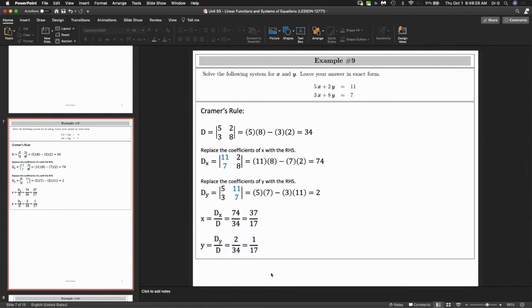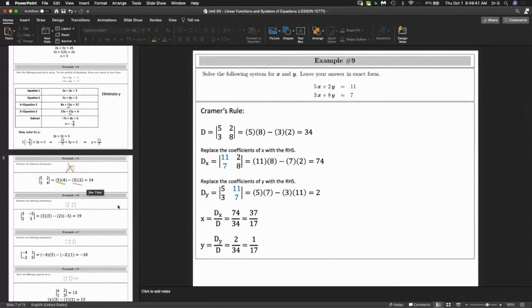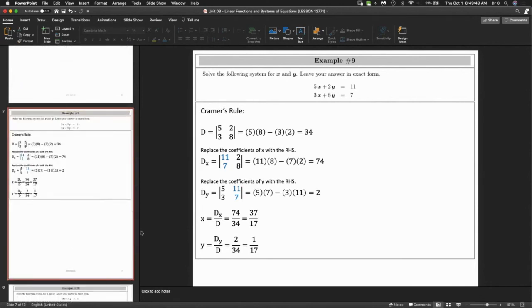11 over 7. Sorry. Which question, Yuzan? Hello? Yep. So when it says replace the coefficients of x with the right hand side, you put 11 over 7 on the left side, and you multiply 11 by a and whatever. Then when you replace the coefficients of y, you put 11 over 7 on the right side and you multiply 11 with 3. But I want to know why you changed the position.